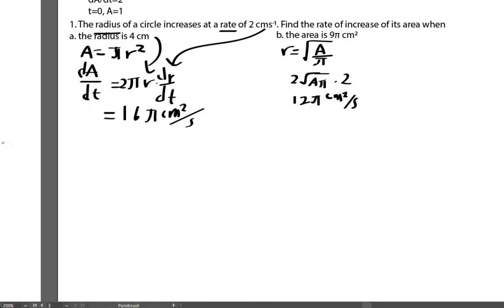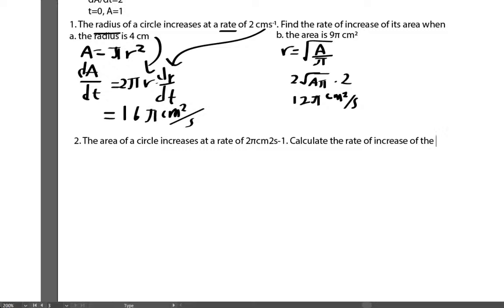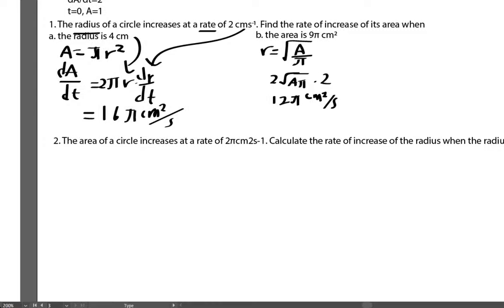So yeah, let's jump into problem number 2, or problem number 4. Here we go again. The area of a circle increases at a rate of 2 pi centimeters squared per second. Calculate the rate of increase of the radius when the radius is 6 centimeters.